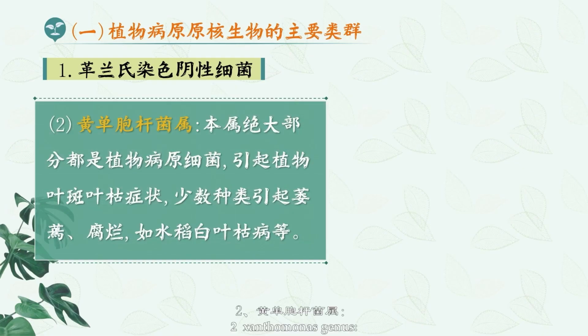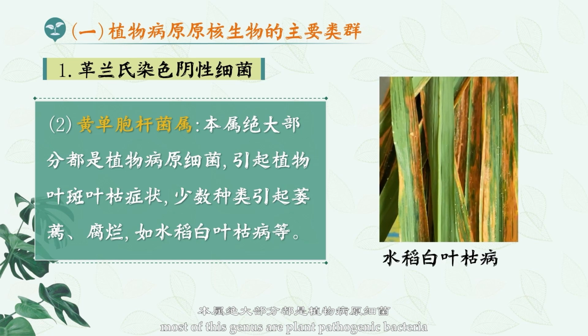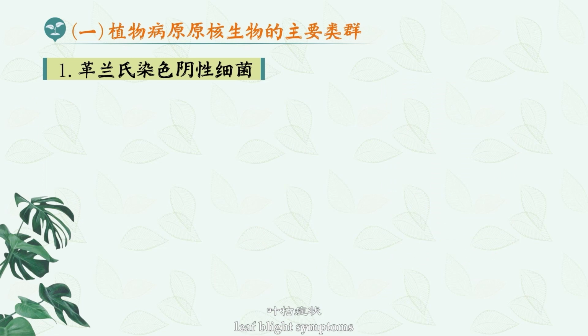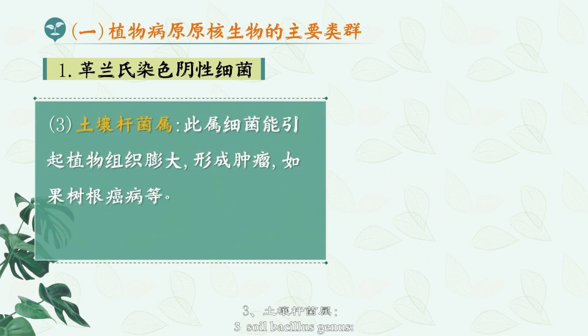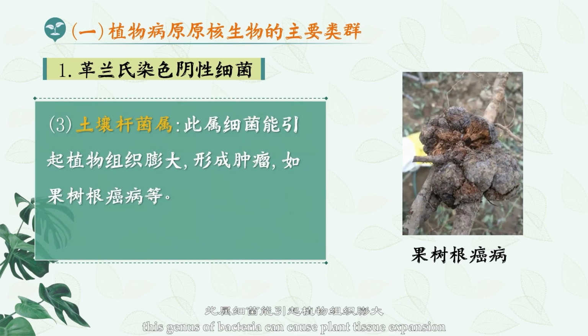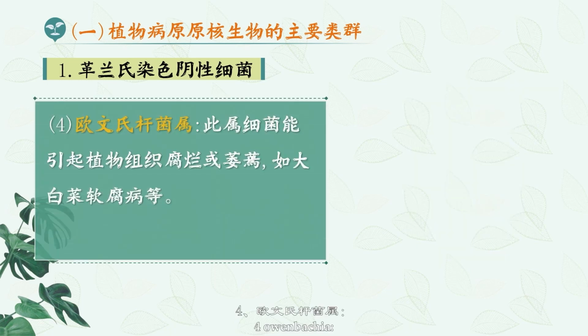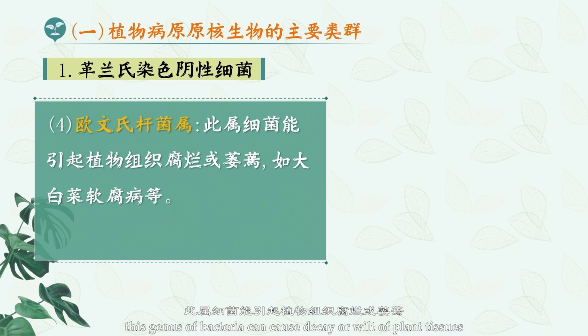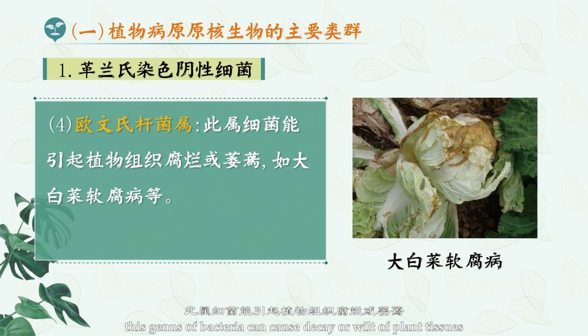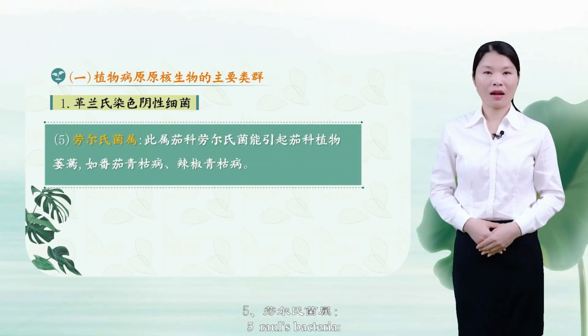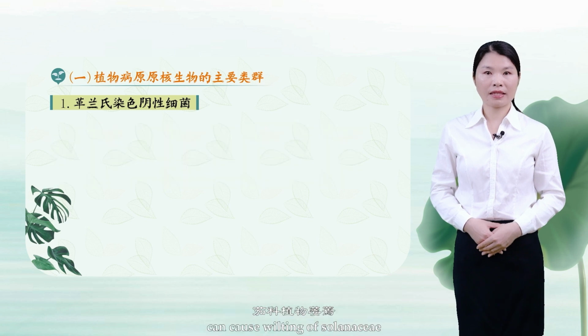2. Xanthomonas genus. Most of this genus are plant pathogenic bacteria, causing plant leaf spot disease and leaf blight symptoms. A few species cause wilting and decay. 3. Agrobacterium genus. This genus of bacteria can cause plant tissue expansion and tumor formation. 4. Erwinia. This genus of bacteria can cause decay or wilt of plant tissues. 5. Ralstonia. This genus can cause wilting of Solanaceae.